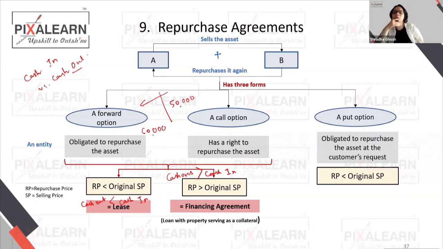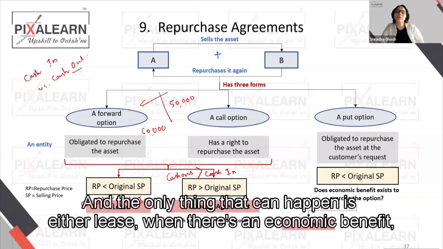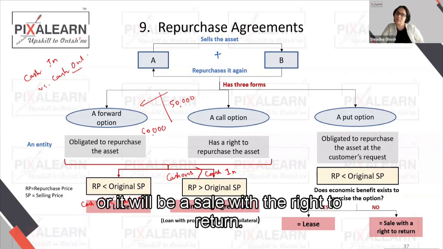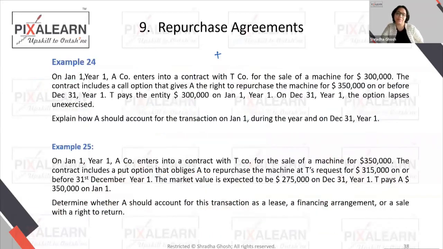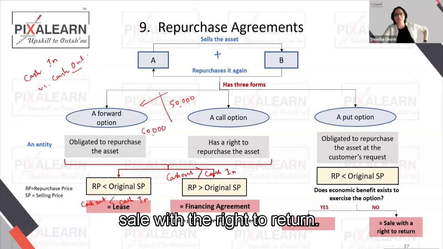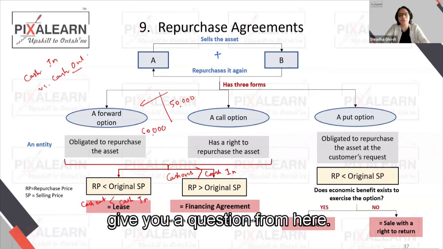In this case, you're obligated to repurchase the asset at the customer's request. The only thing that can happen is either a lease, when there's an economic benefit, or a sale with a right to return if it's a put option and there's no economic benefit. So what I'll do is give you a question from here.